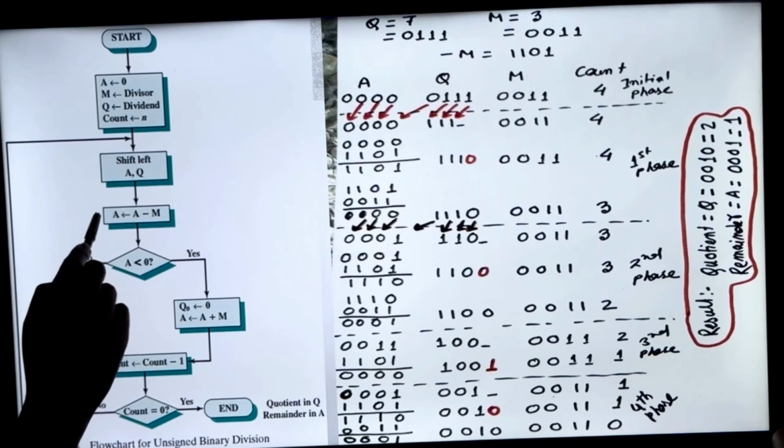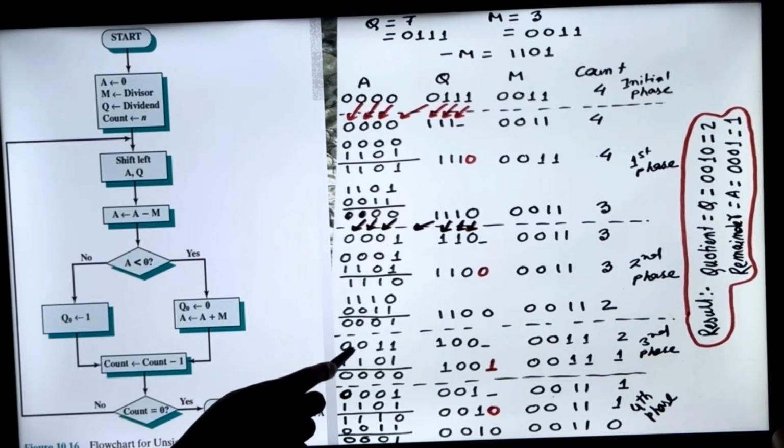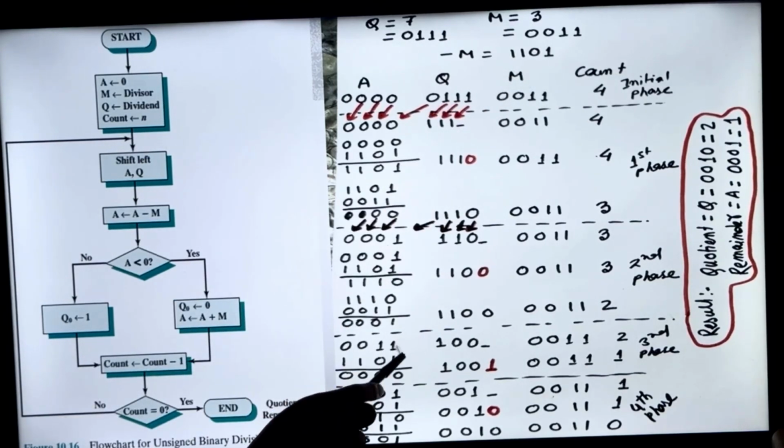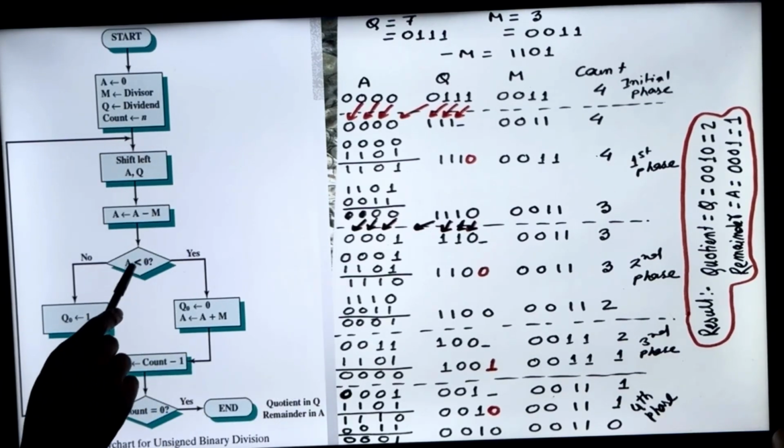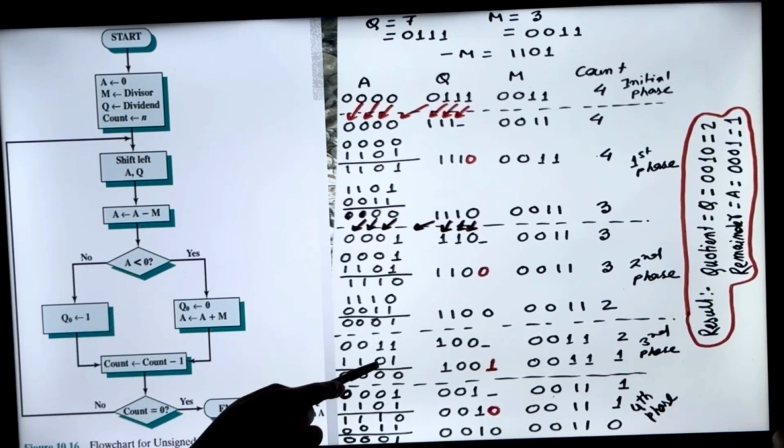So after left shifting, do A equals A minus M. So what is my A? 0011. What is my minus M? 1101. Just add it. 1 plus 1 is 0. So you have a carry out bit. So 1 plus 1 is 0, 1 plus 1 is 0, 1 plus 1 is 0. Now is this less than 0, a negative number? No. Now the MSB is 0.